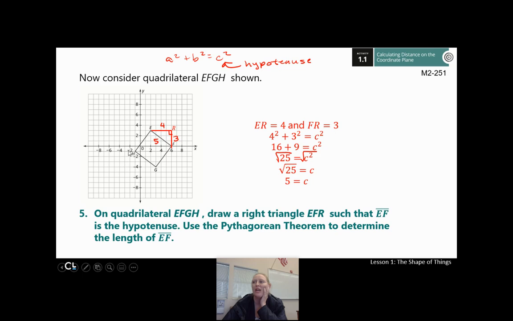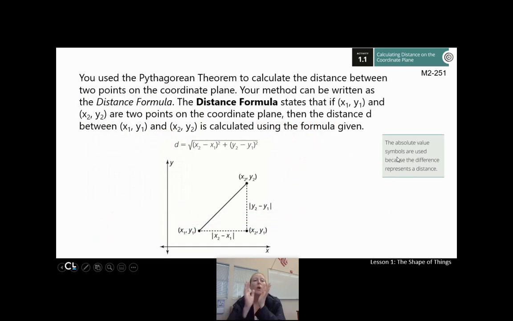And if we could do that for the other sides, we would be able to know whether or not this was a square. So what you've done is something pretty magical here, and I don't know if you fully realize the magic you've just done. You used the Pythagorean theorem to calculate the distance between 2 points on the coordinate plane, the distance between E and F. Now you used the Pythagorean theorem to do it, but we can write it a little bit differently. That method can be written as the distance formula. Note how it's bolded. This is one of your key words.